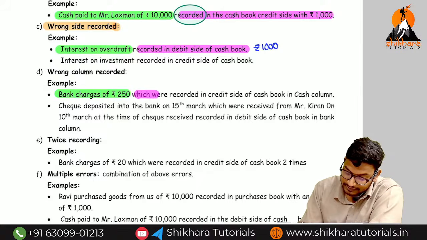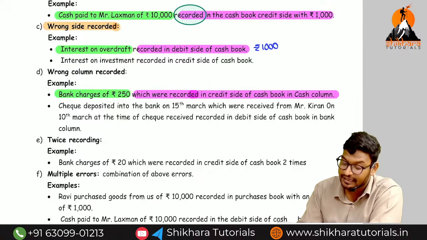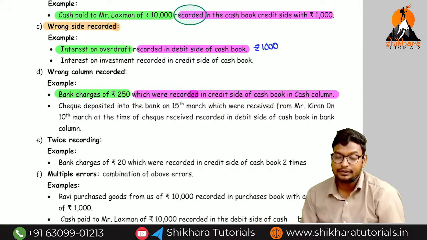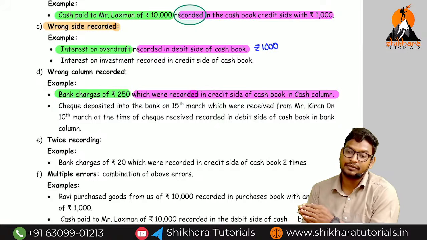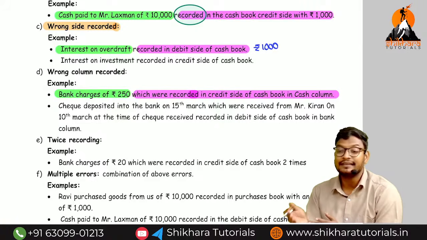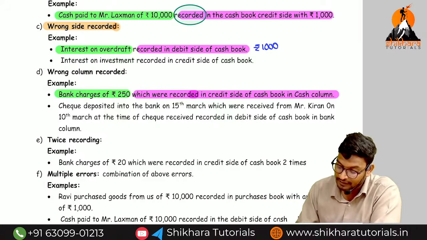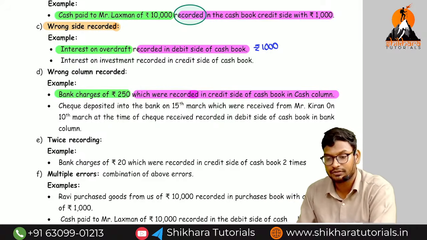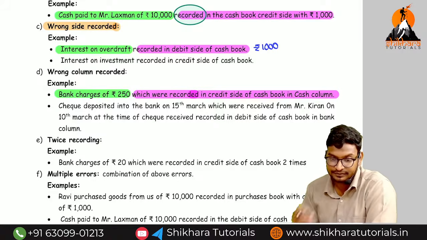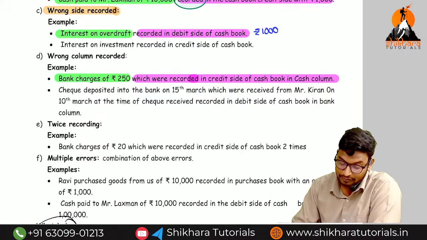Which of these were recorded on the credit side of the cash book in the cash column? Normally, bank charges means it is a payment. The payment will be recorded on which side? Credit side of the cash book. But which column do we need to record in? Bank charges will be recorded in the bank column. But unfortunately they are recording in which column? The cash column. So instead of bank they are writing cash. Now I will show how to rectify all these things.